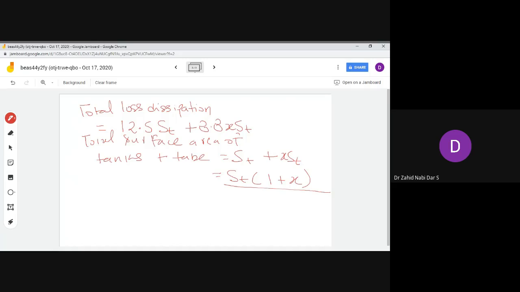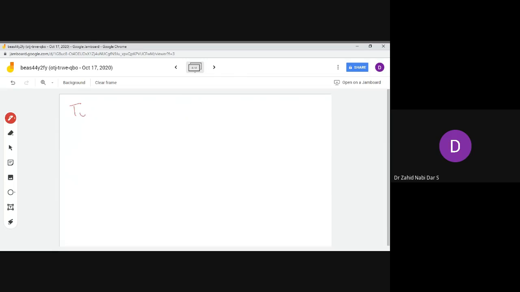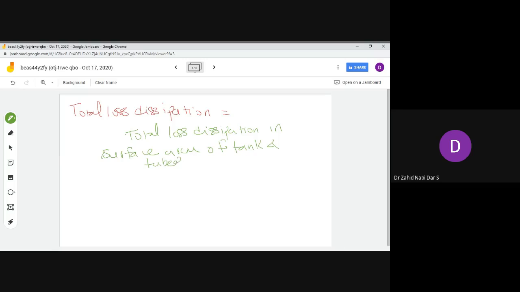Now you came to understand. So now my total loss dissipation would be equal to the total loss dissipation in the surface area of the tank and tubes, divided by the total surface area of the walls of the tank and tube.